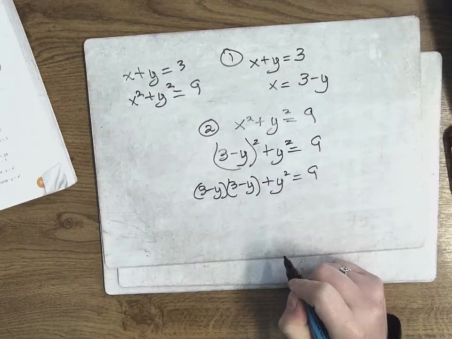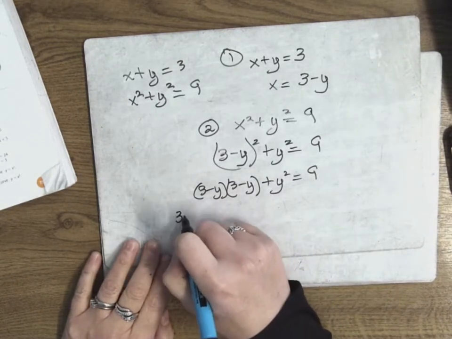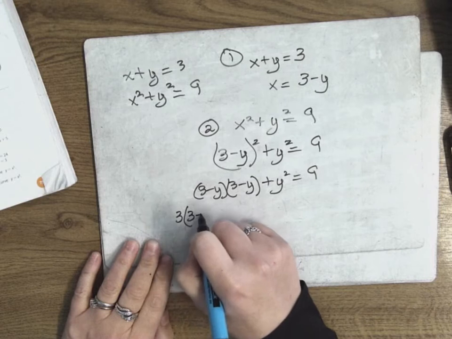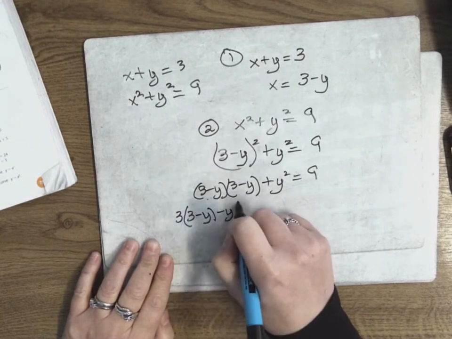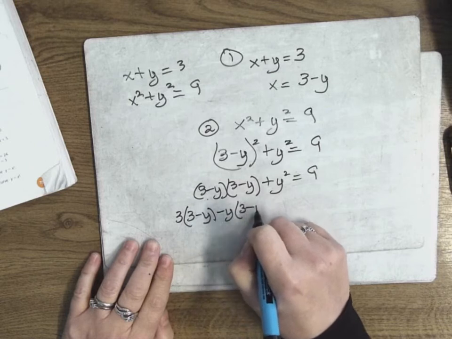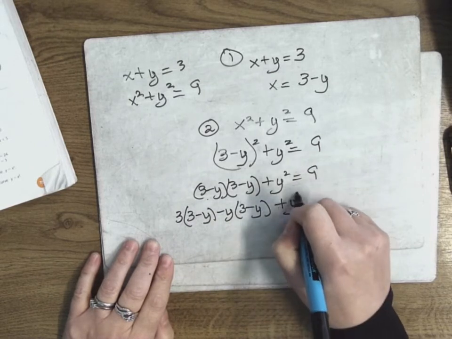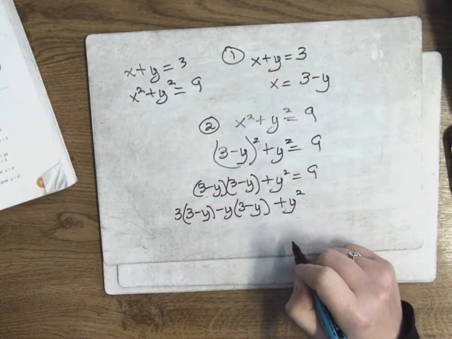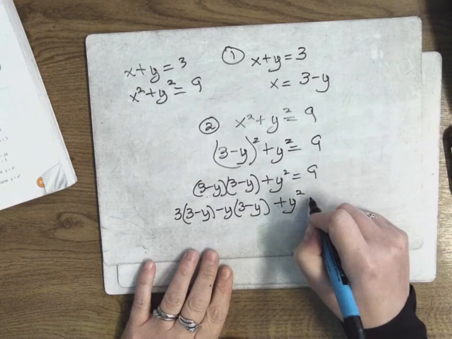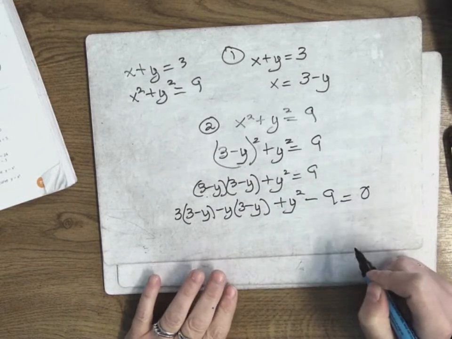Okay? To multiply out that bracket, you take the first term in the first bracket and you multiply by the second bracket. You take the second term, which is a minus y, and you multiply it by the second bracket. And then I have a plus y squared, and while I'm at it, I'm going to bring over that 9. When you bring over that 9, it's irrelevant. You can bring it over now, you can bring it over later. Right? I'm just going to bring it over now. Minus 9 equals 0. Is that okay?